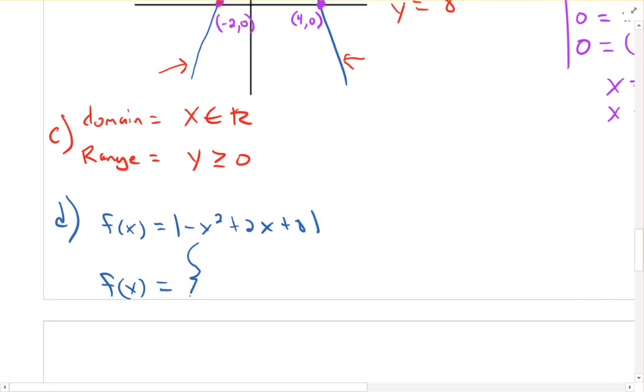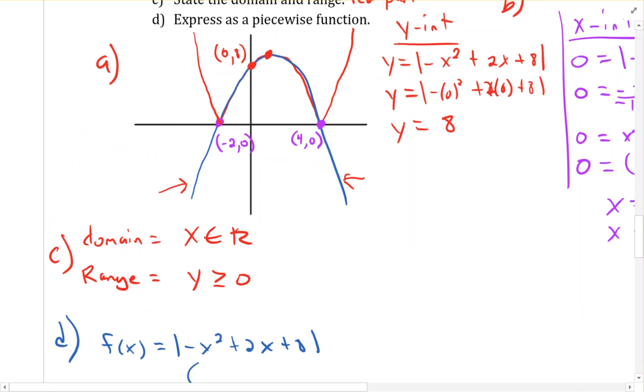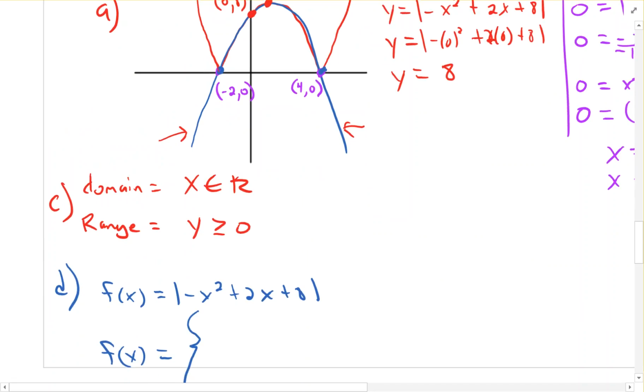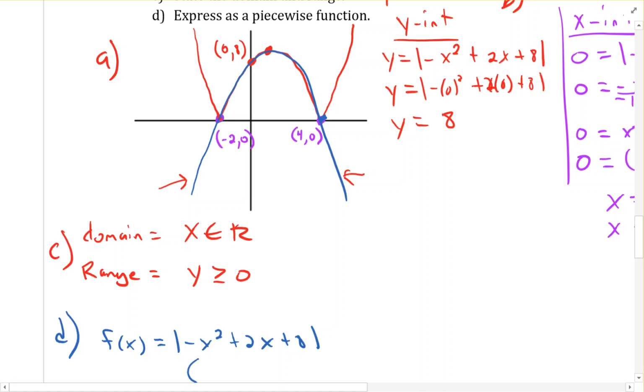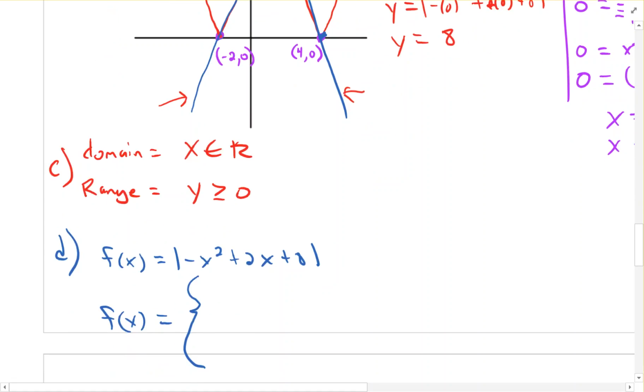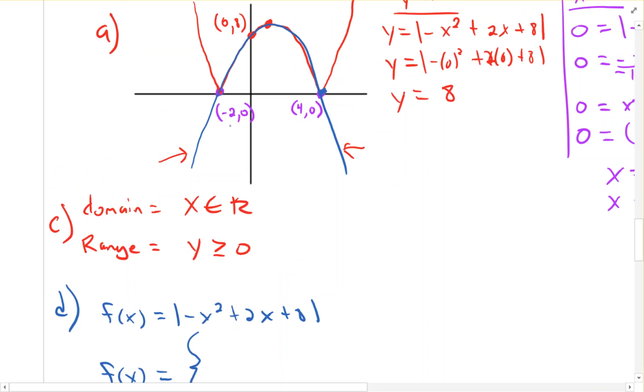and now we're going to split this up into pieces, three pieces. I'm going to have the piece to the left of this invariant point, then the middle section, and then the piece to the right of the last invariant point. So let's figure this out. Our original function was the blue function, right? When the function was less than negative 2, we had to flip it upside down. We wanted the absolute value. That's the part that flipped.